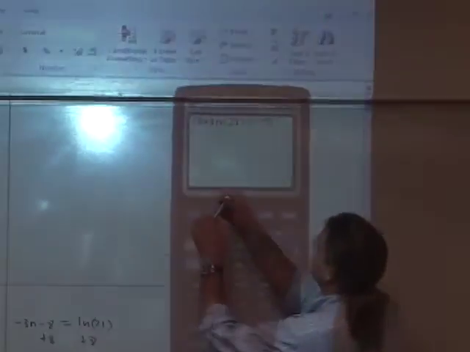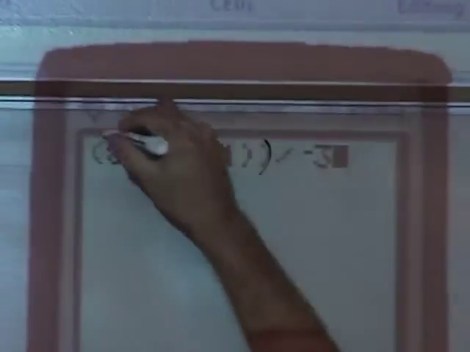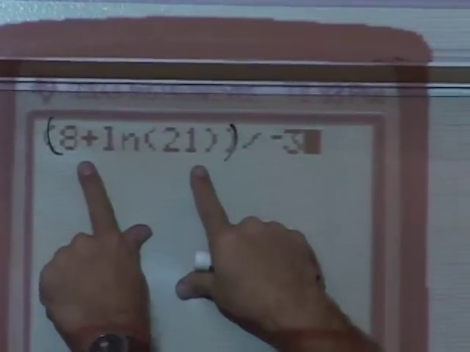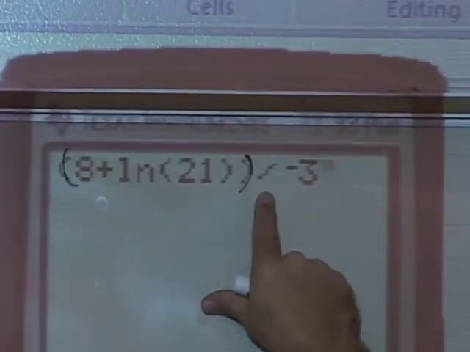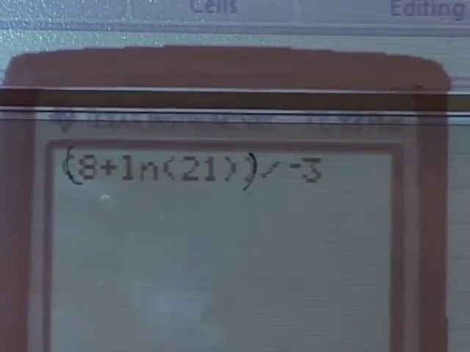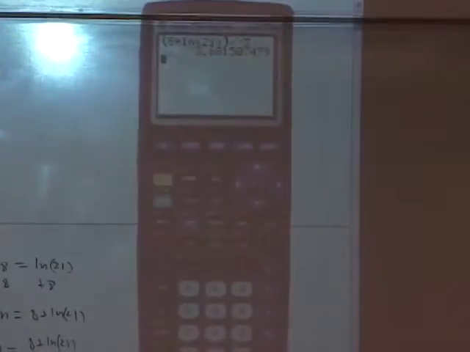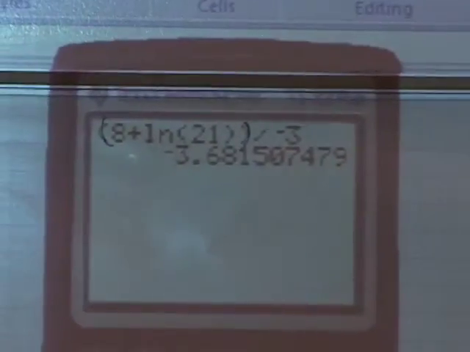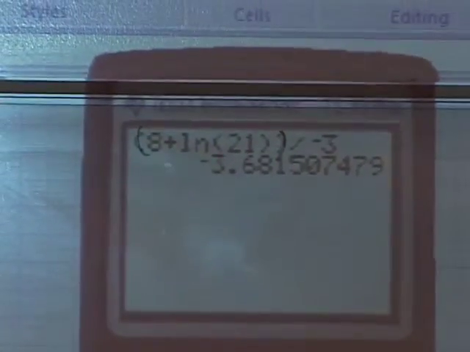Notice that I used parentheses here, right here, and said 8 plus the ln of 21, that whole quantity is divided by negative 3. So the answer should be minus 3.6815. Does that match up to the worksheet?